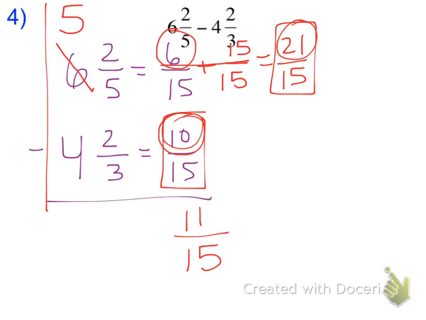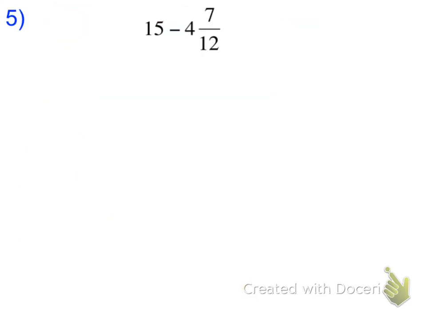And then now subtract the whole numbers. 5 minus 4 is 1. Another common mistake I always see kids make, they forget to cross this out and take 1 away, and then their whole number is wrong. So here's my final answer, 1 and 11/15.